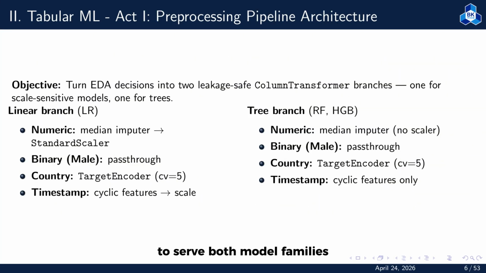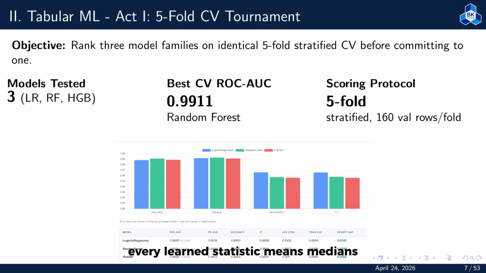To serve both model families, we built 2 column transformer branches. The linear branch, used by logistic regression, applies a standard scaler because LR is scale sensitive. The tree branch, used by random forest and hist gradient boosting, skips the scaler entirely because tree splits are scale invariant. Both branches share the median imputer, the male pass-through, and the out-of-fold target encoder for country. The critical point: every learned statistic, means, medians, target encoding values, lives inside the pipeline. Nothing is fitted on the full dataset before splitting. That's what makes this leakage safe.